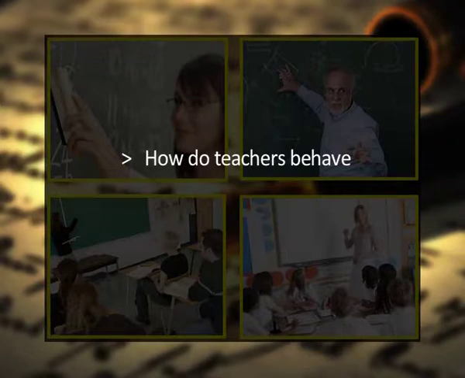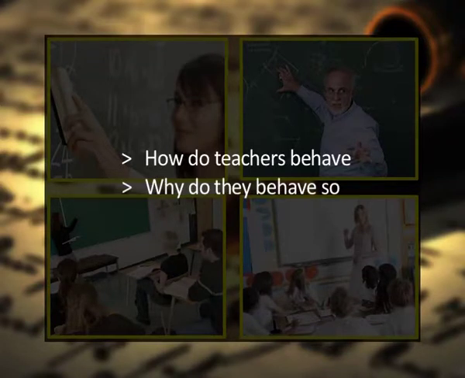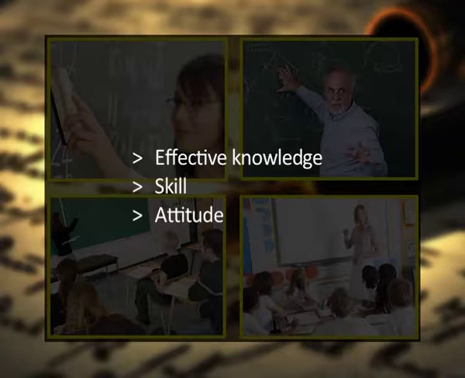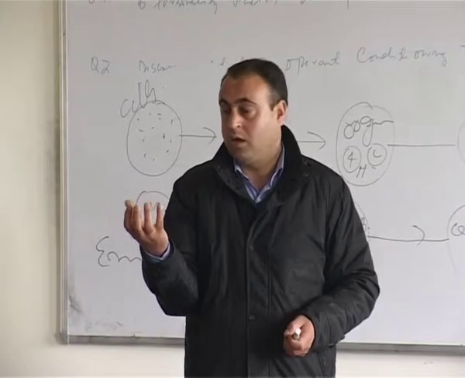A theory of teaching answers three basic questions. First, how do teachers behave? Why do they behave so? And with what effects? A theory of teaching points out the proper way of effective knowledge, skill, or attitude of the students.